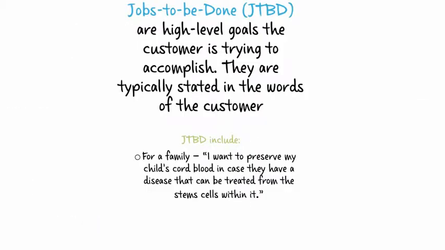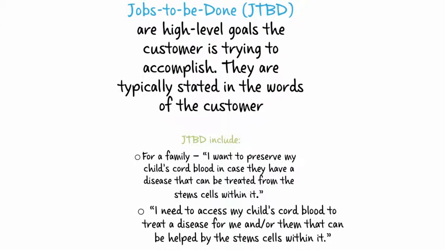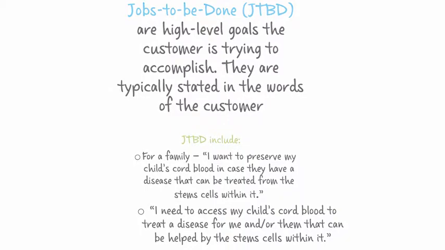Jobs to be done are typically stated in the words of the customer. In this business model, there are 2 jobs to be done for a family. I want to preserve my child's cord blood in case they have a disease that can be treated from the stem cells within it, and I need to access my child's cord blood to treat a disease for me or for them that can be helped by the stem cells within the cord blood.